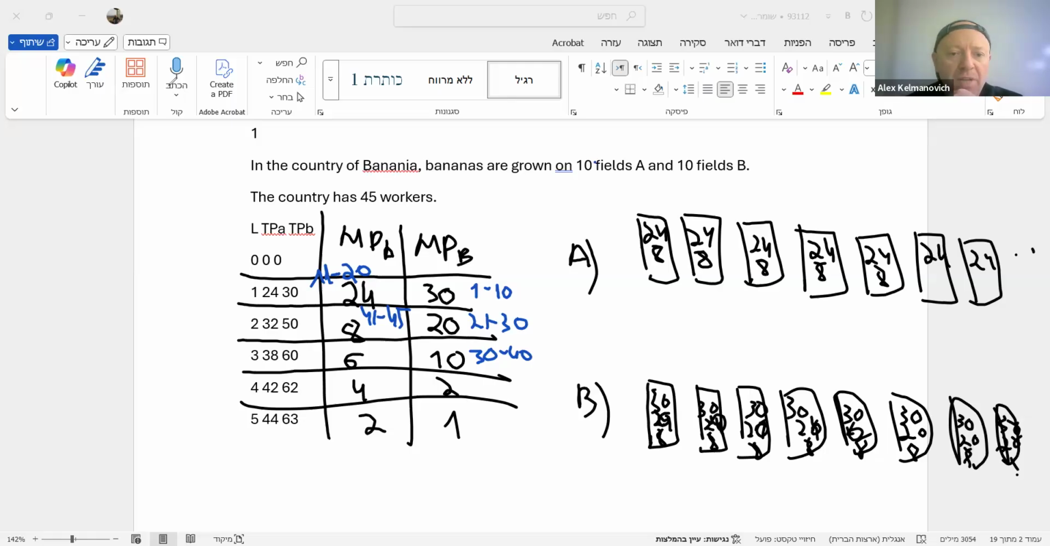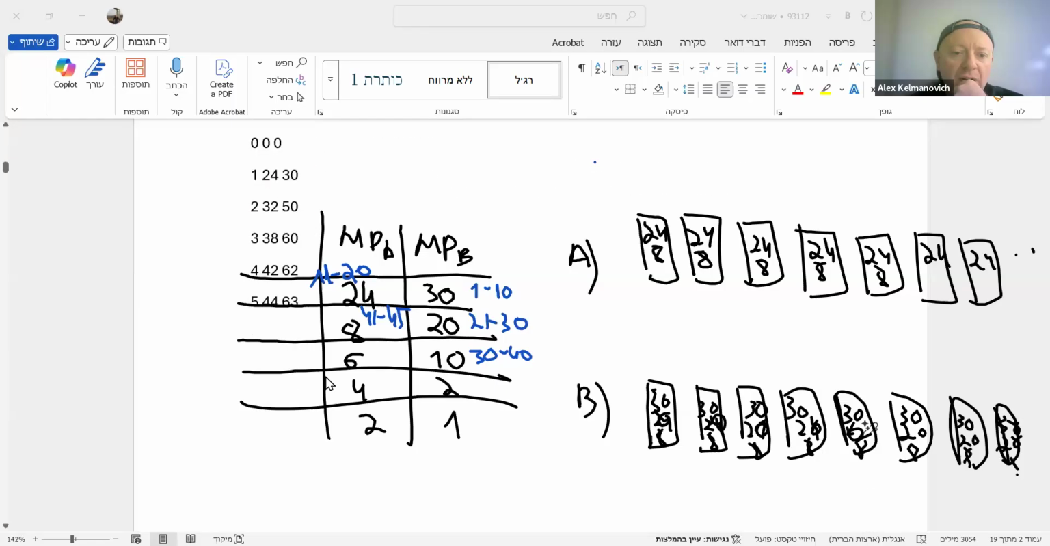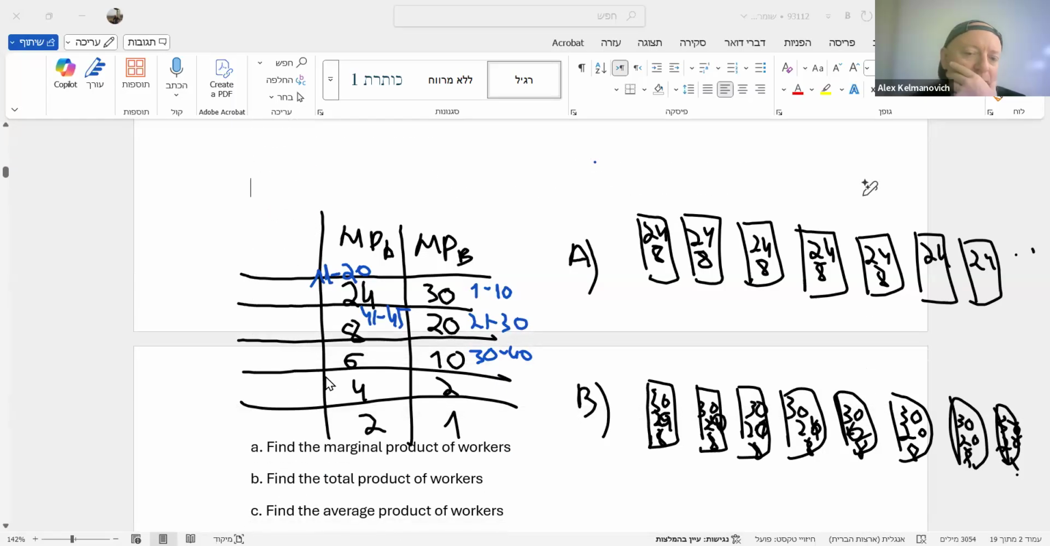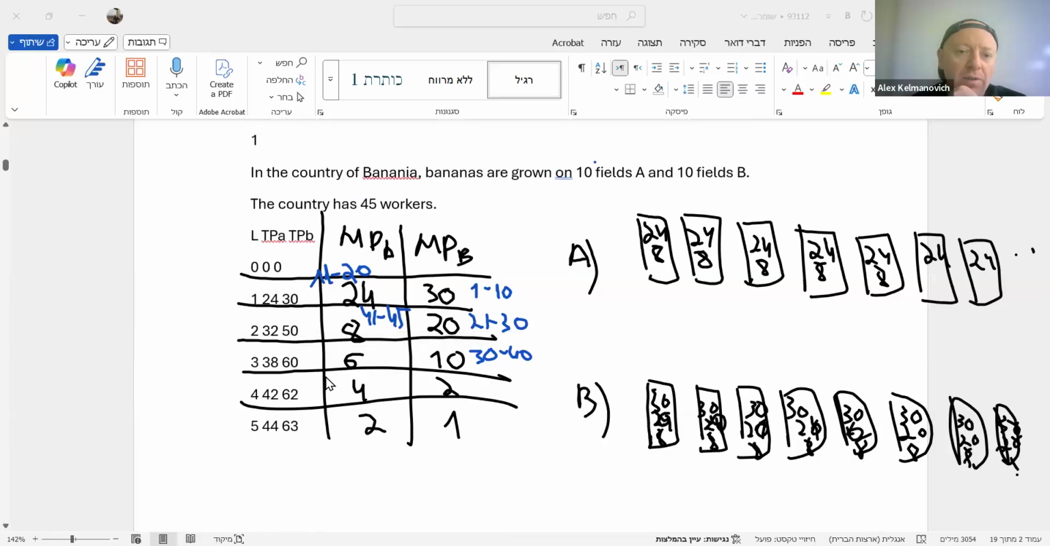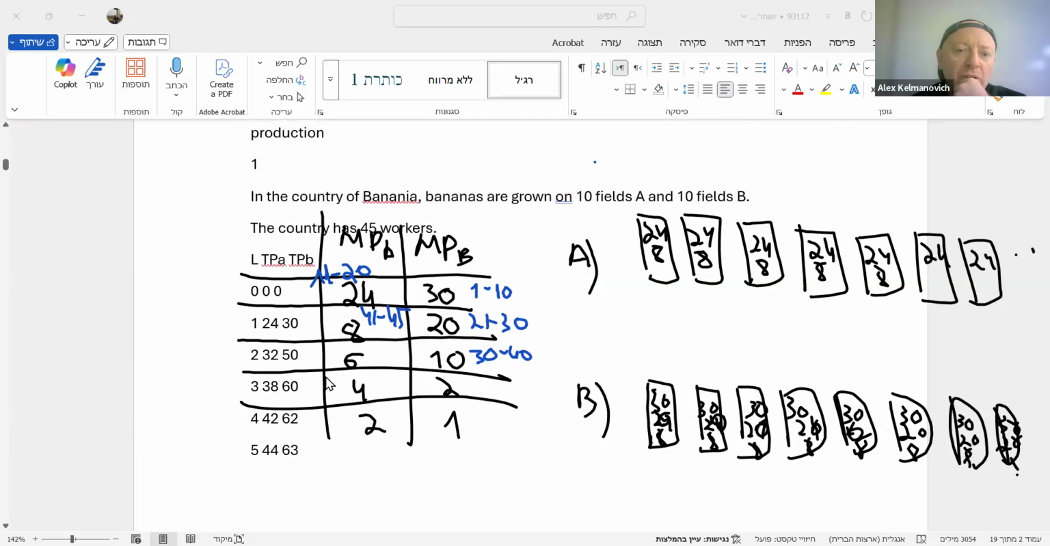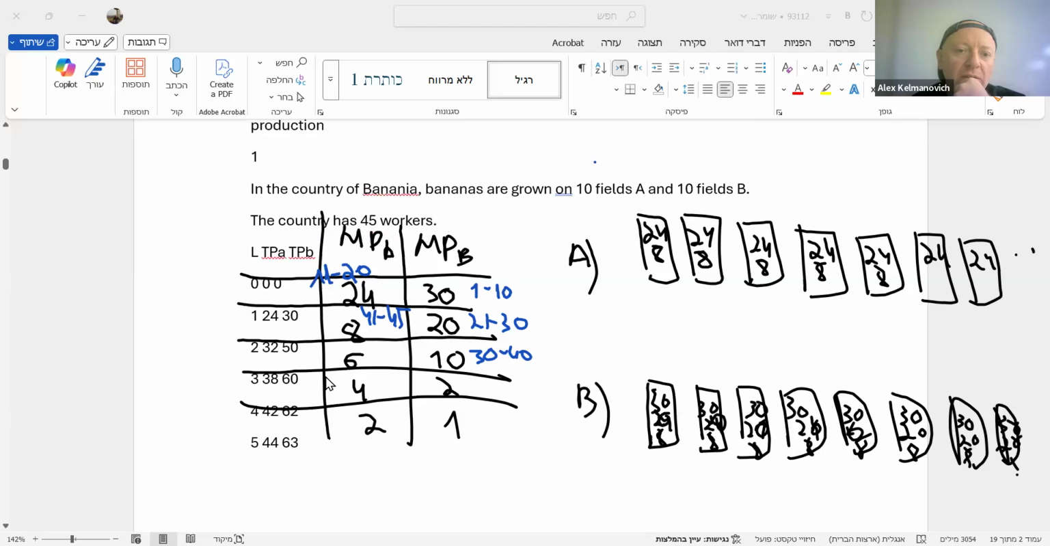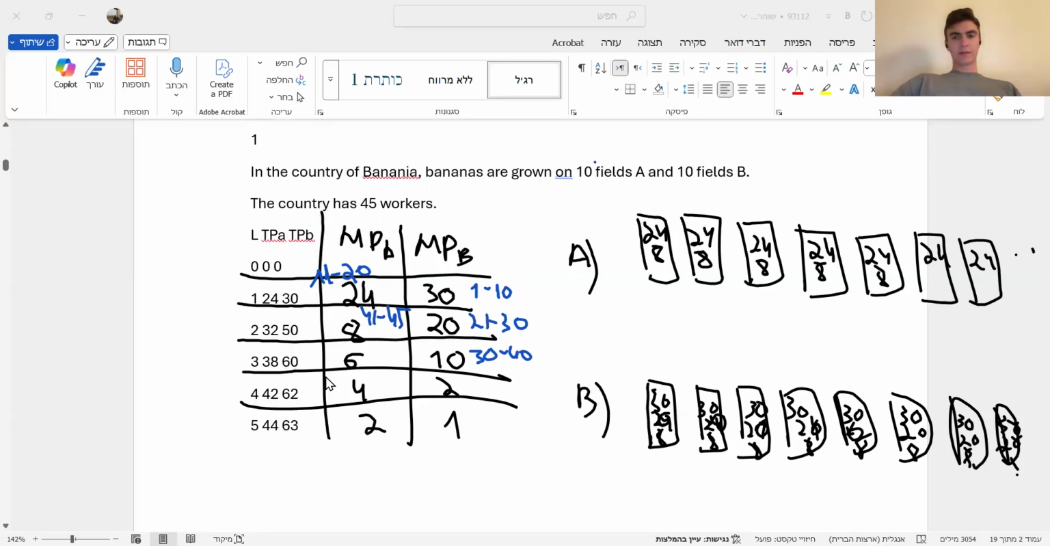Okay, now let's see the questions. First question, find the marginal product of the workers. So what is the marginal product of the workers? 8. Right. We just see on the last labor, number 45, he produced 8. So the marginal product of labor is 8.